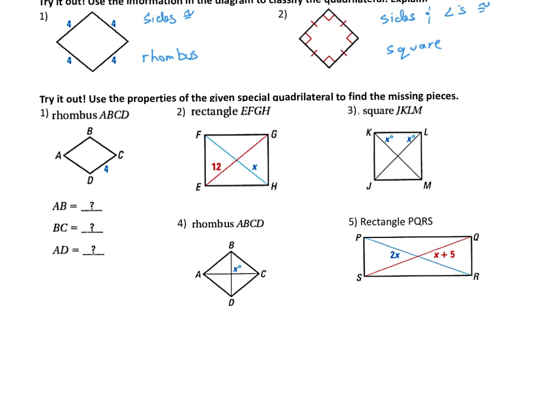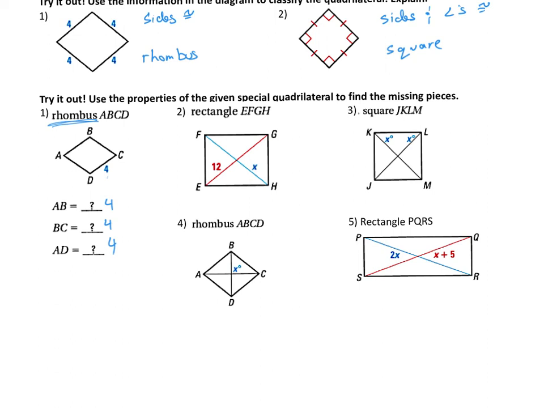Let's try our other properties. Try it out. Use the properties given in the special quadrilateral to find the missing pieces. So this one is a rhombus. Number one is a rhombus. That means all the sides are the same, and they want to know the sides. Well, this side is 4. That means the other sides have to be 4.